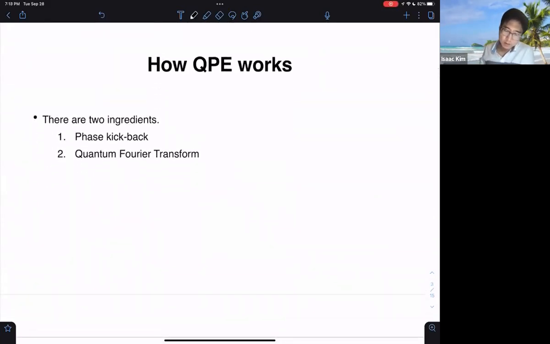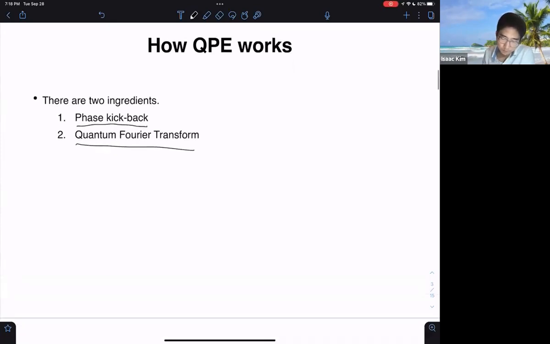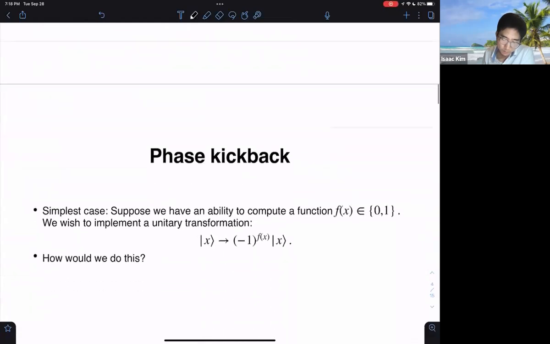So how does this work? If you look into this quantum phase estimation algorithm, you'll see that this really consists of two ingredients, both of which are also standard operations in quantum algorithms. One is called the phase kickback technique, and the other is the quantum Fourier transform. So I'll go through them one by one.